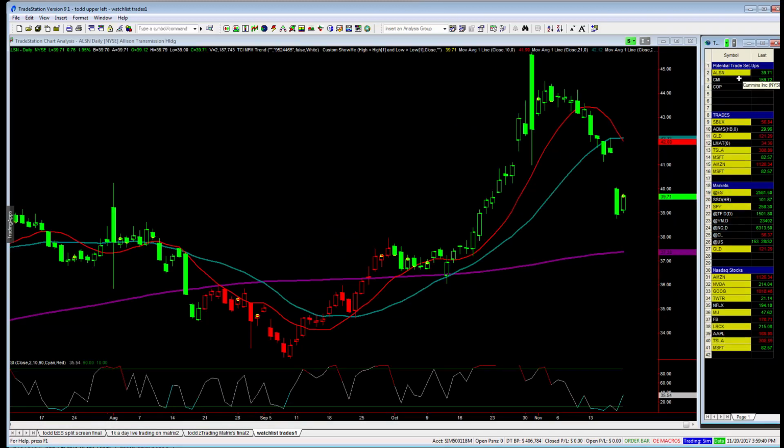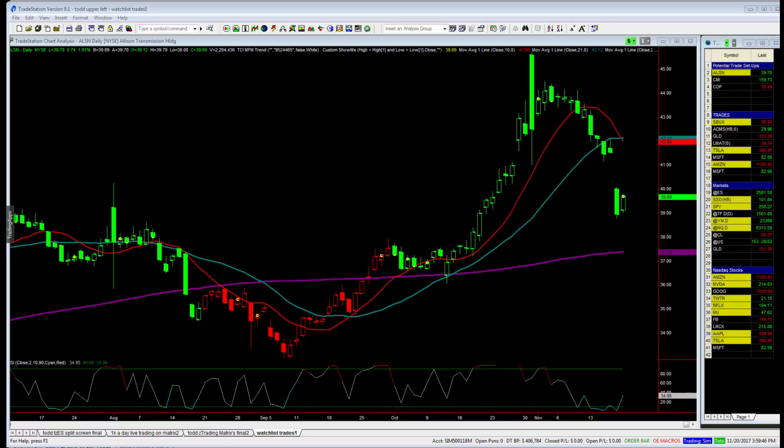ALSN, okay? As you can see, we're above the 200 simple moving average. It doesn't really matter what you use; I believe I'm using a simple here. So we're above the purple line, right? And we are in an overall uptrend, right? Yes, we're below the 10 exponential and the 21.